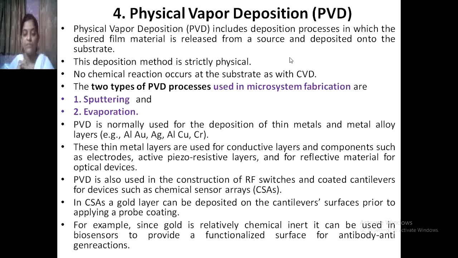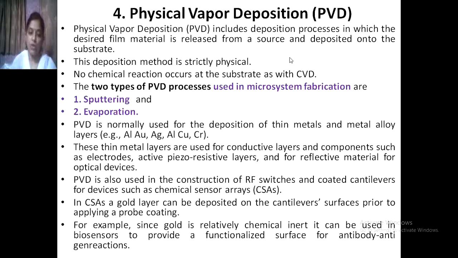For example, aluminum, Au, Ag, Al, Cu and Cr. These thin metal layers are used for conductive layers and components such as electrodes, active piezoresistive layers, and for reflective material for optical devices.